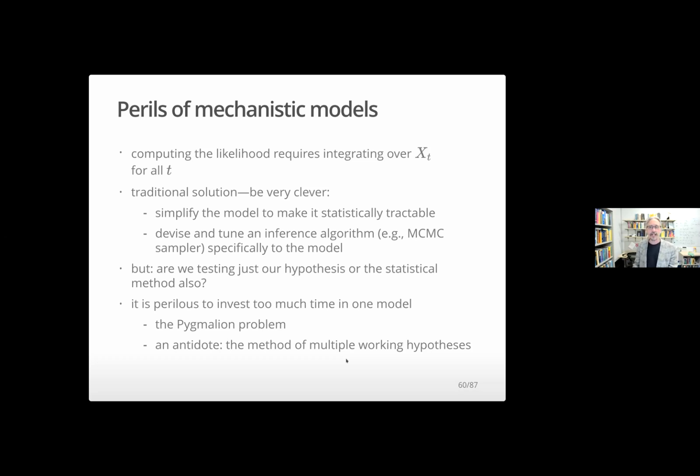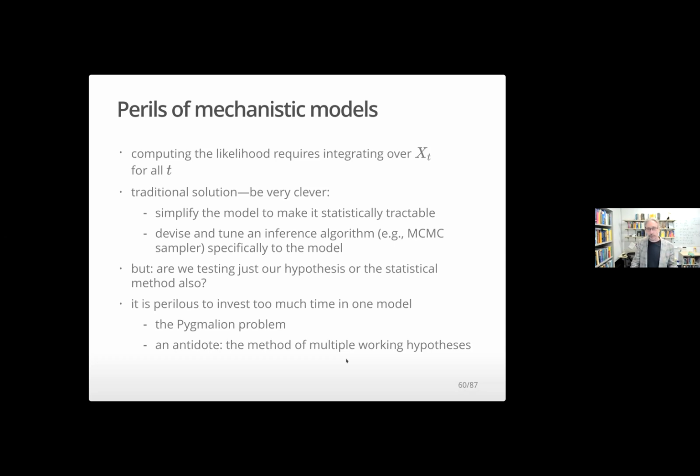Stepping back one step, it's even perilous, I claim, to invest too much time in any one biological model. There's the Pygmalion problem, right? The Pygmalion was the sculptor who fell in love with his own sculpture. And if we invest a lot of time in our models, we have a tendency to fall in love with them. And as scientists, we need, of course, to resist this temptation. The traditional antidote to this has been the method of multiple working hypotheses, right? To have multiple models, so then you're not attached to any of these.